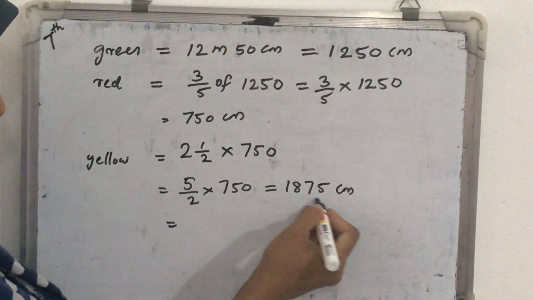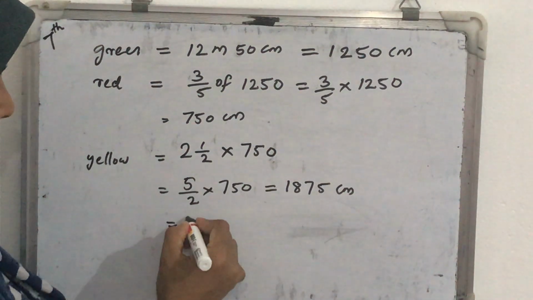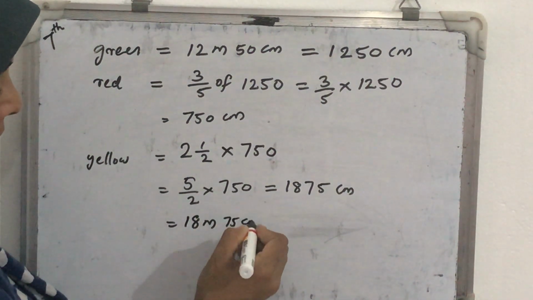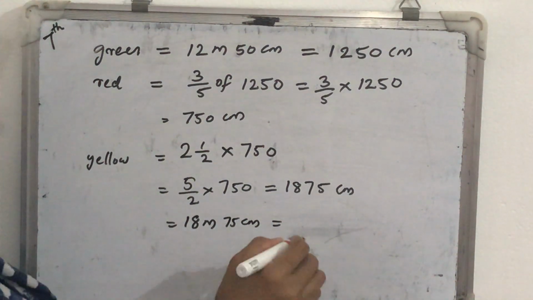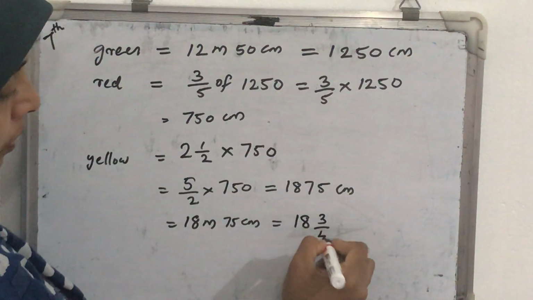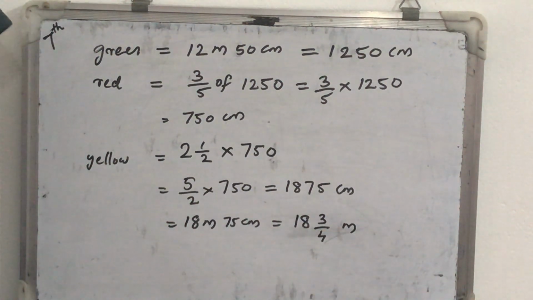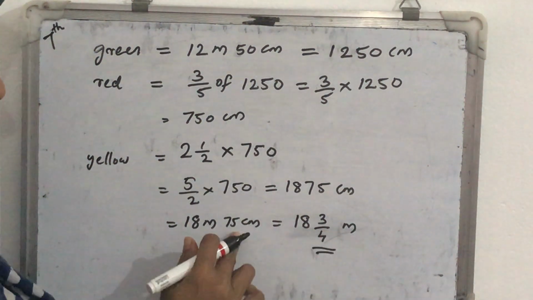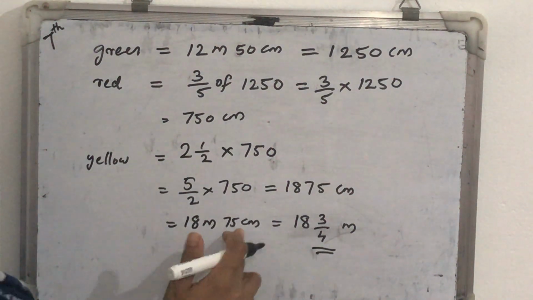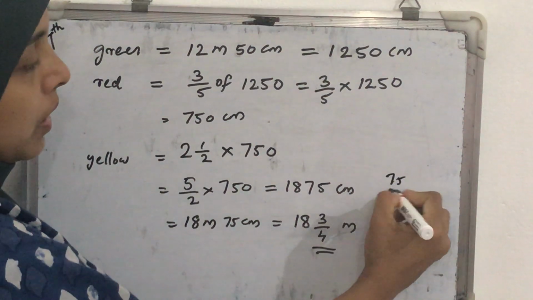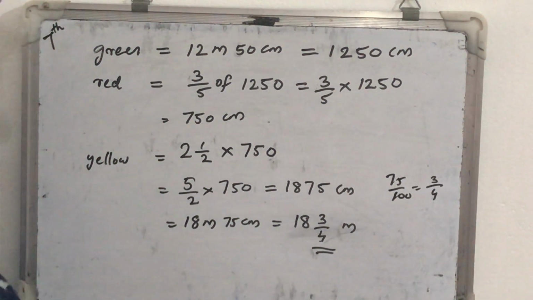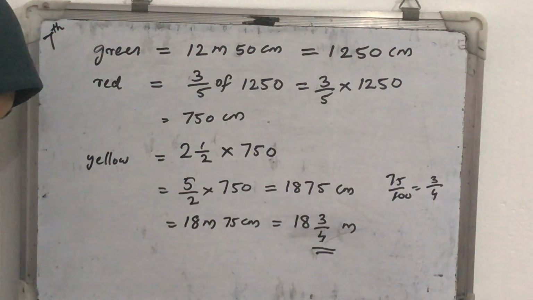So we can convert that into meters and centimeters. How many meters will be in this 1875? 18 meters and 75 centimeters. Otherwise, we can convert that into mixed form as 18 3 by 4 meters. 75 centimeters, when we convert into meters, we divide by 100. 75 by 100, what is its lowest form? 3 by 4. So like that we will get 18 3 by 4 meters.